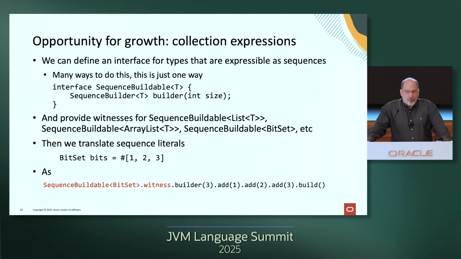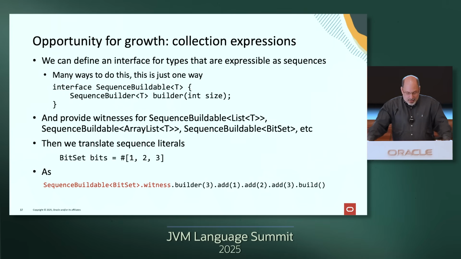And then we would provide witnesses for SequenceBuildable of List of T and array of T and BitSet and things like that. And then when we encounter a sequence literal, like this one for BitSet, we're going to say, okay, summon the witness of the SequenceBuildable, ask for a builder with 3 slots, and then pass in 1, 2, and 3, and okay, now build it.